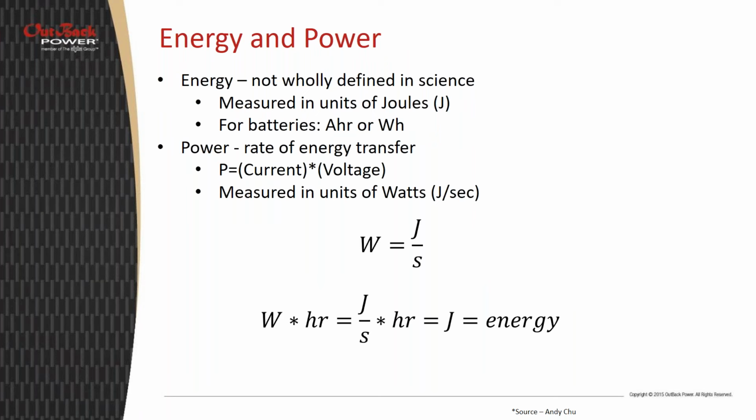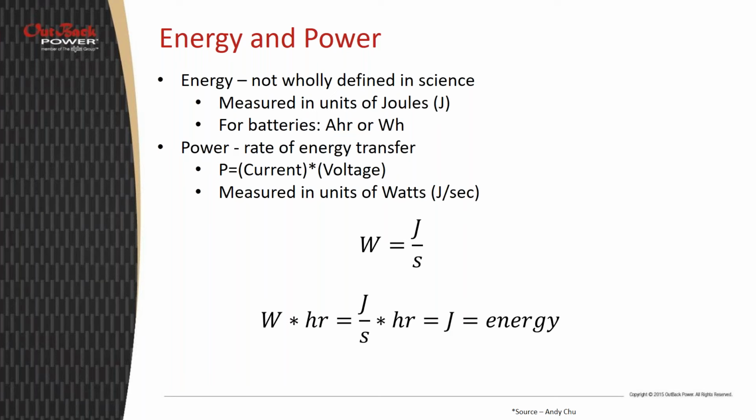Okay, so energy and power. Energy is a bit of a complicated term. It's not wholly defined in science. It describes the state of a system in relation to the action of forces, and we can only observe it indirectly. So there's no universal energy meter. We observe it through changes in speed, mass, position, those kinds of things. We measure it, if we step back into the metric system for just a few minutes, in units of joules. But for batteries, we don't use joules. We use either amp hours or watt hours. And we'll get into that in just a second.